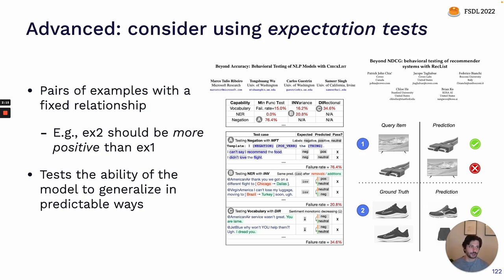These types of tests have been explored in NLP as well as recommendation systems, and they're really good for testing whether your model generalizes in predictable ways. And so they give you more granular information than just aggregate performance metrics about how your model does on previously unseen data.